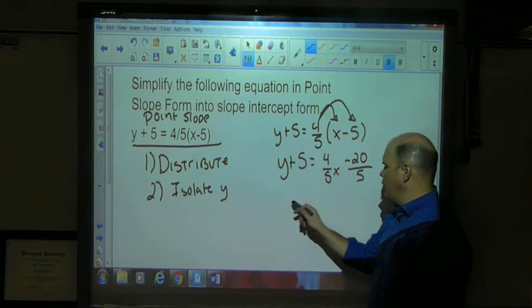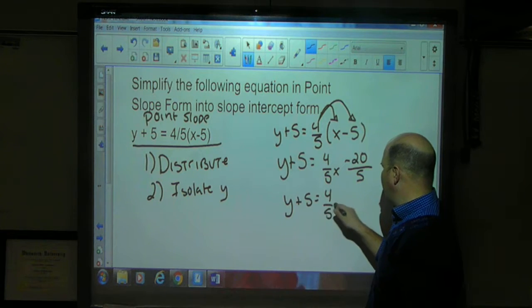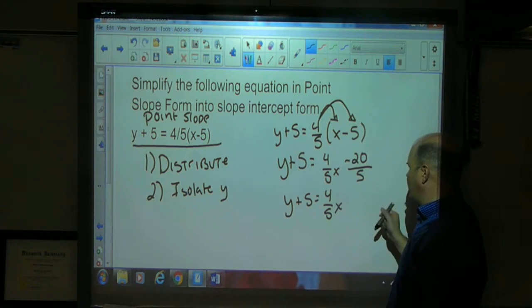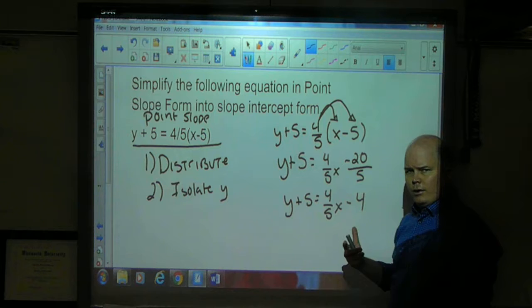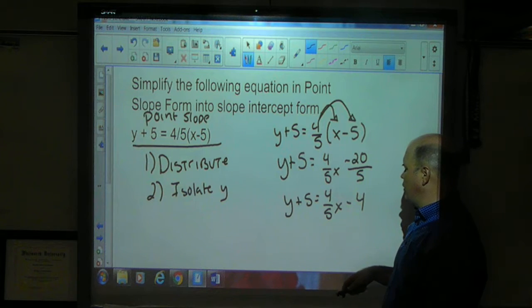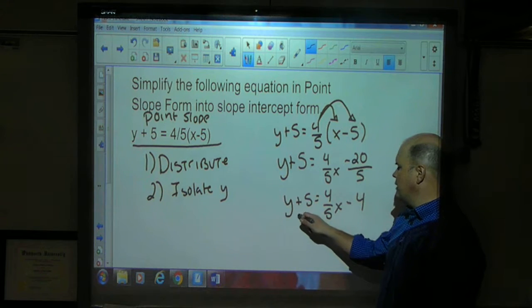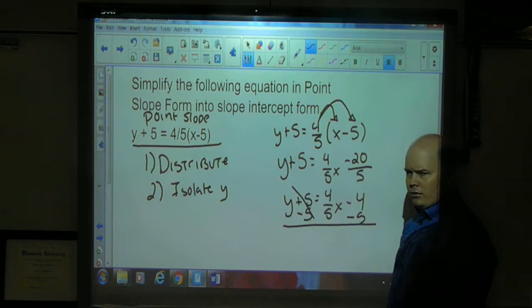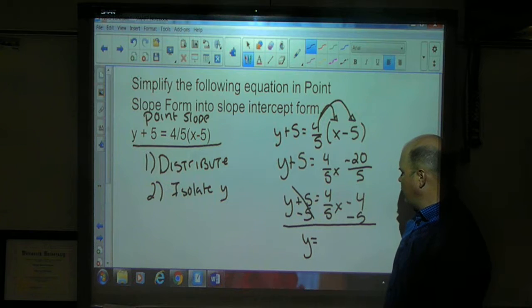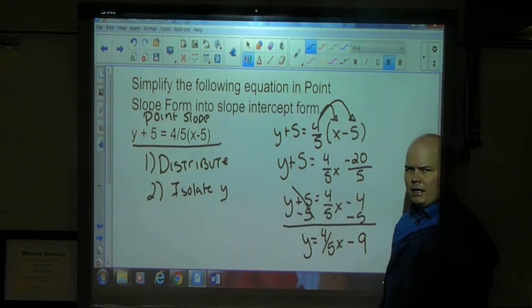If I want to clean it up a little bit more, I can, because that would be just y plus 5 is equal to 4 over 5x. Negative 20 divided by 5 is negative 4. Now, I've distributed and I've resimplified everything, so the last thing I need to do is just isolate my y. And to isolate it, if I'm adding 5 to it, I need to subtract 5. So I'm going to subtract 5 from both sides. That's 0, so now y is all by itself, and I'm left with y equals 4 over 5x minus 4 minus 5, which is negative 9.